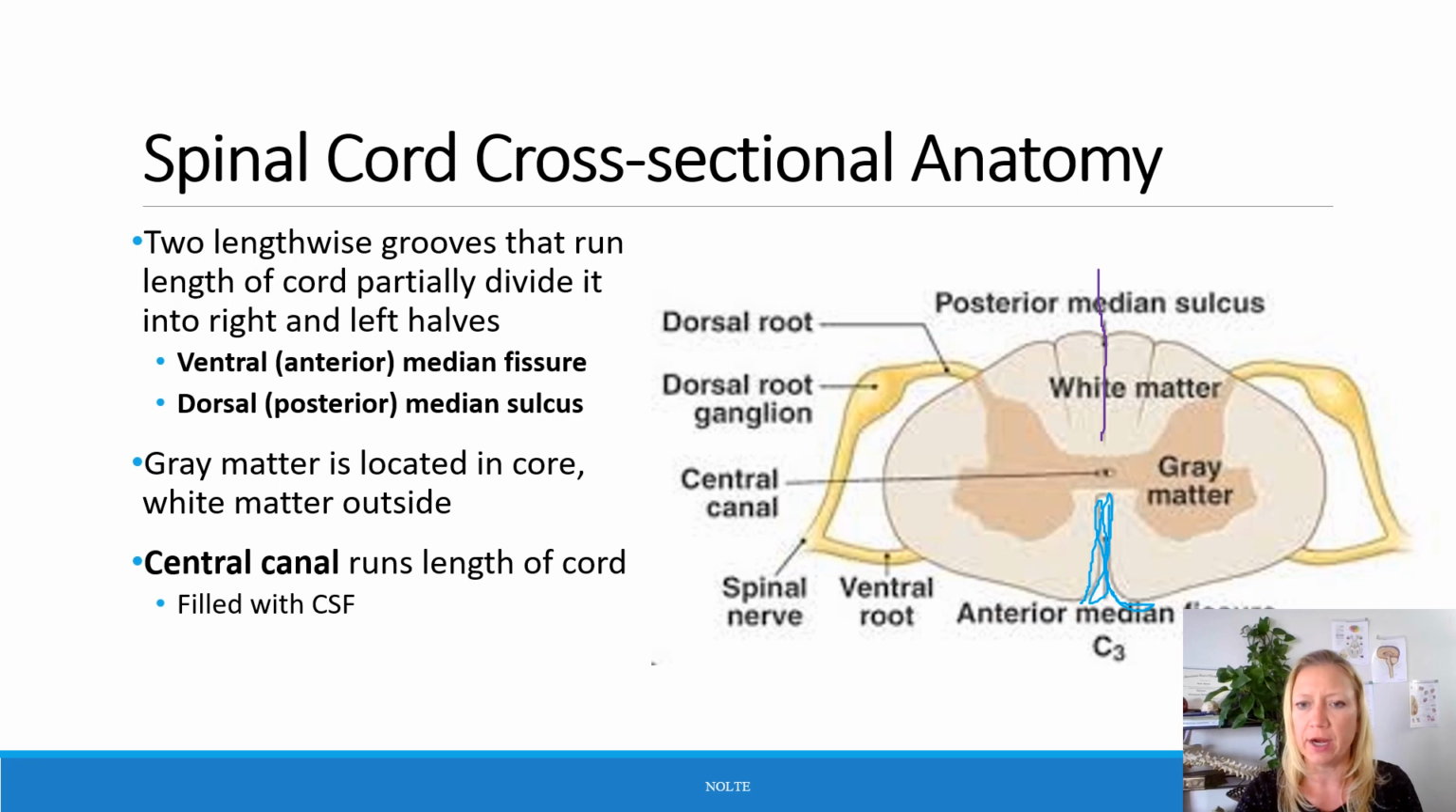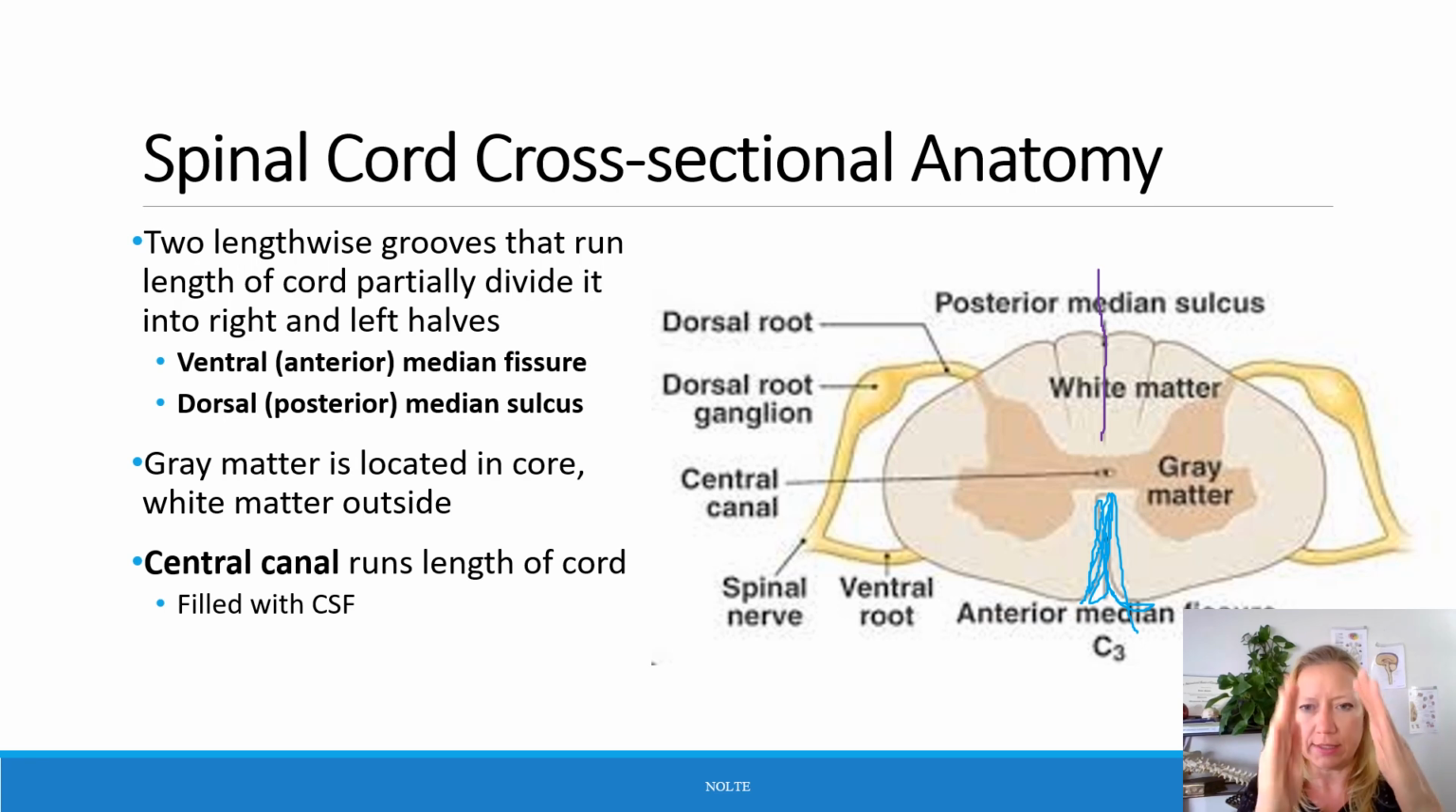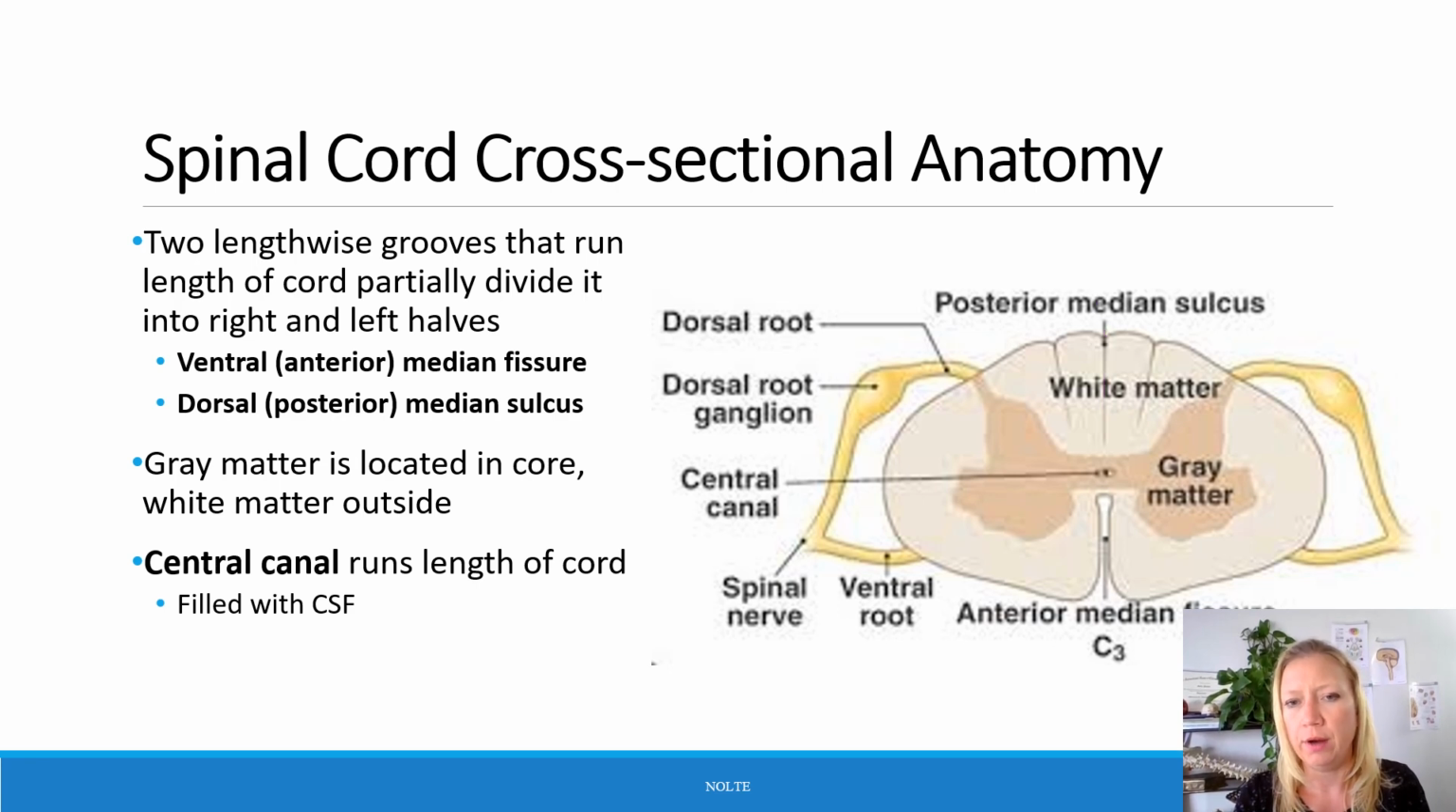A fissure is bigger, right? A fissure is a bigger crack, and a sulcus is a smaller one. So look for the fissure, the bigger one, that's anterior. So we already know to look for the DRG to kind of orient ourselves. The dorsal root ganglion has dorsal in its name, so we already know that that's going to be posterior. But what if we didn't have that? The easiest thing to look for is this bigger space right here. That's the front, so anterior. You can even see an A right there, or a V for ventral.